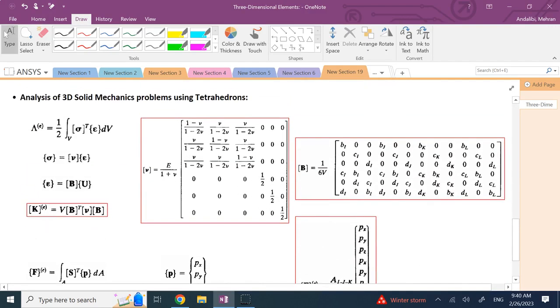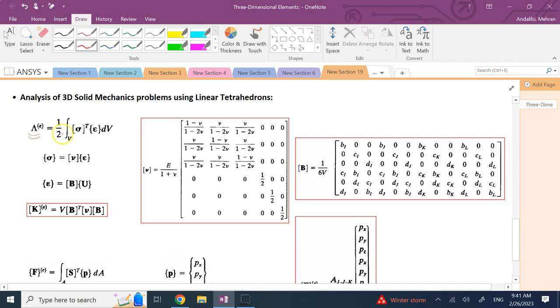And here I'm going to use one of these, which is tetrahedrons. I'm going to use these linear tetrahedrons and show you the analysis of 3D solid mechanics problems. So again, let me add the word linear here. Remember when we did 2D problems, we used the minimum potential energy formulation. We're going to use the same thing. Remember, the strain energy here, not potential, is what we need, because potential is this term minus the work done by the external forces.